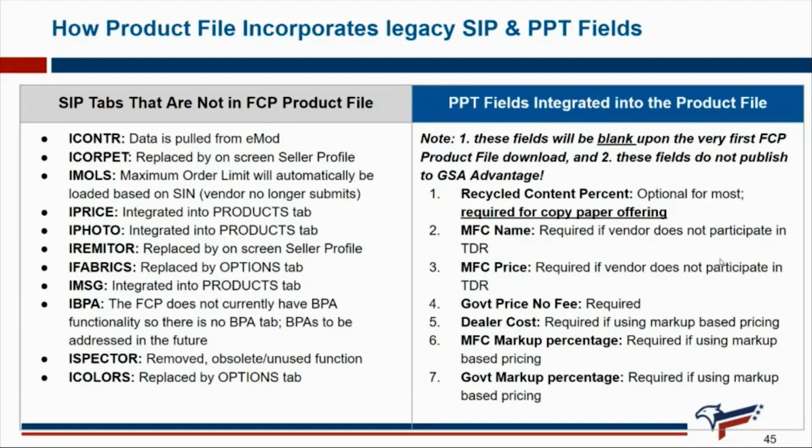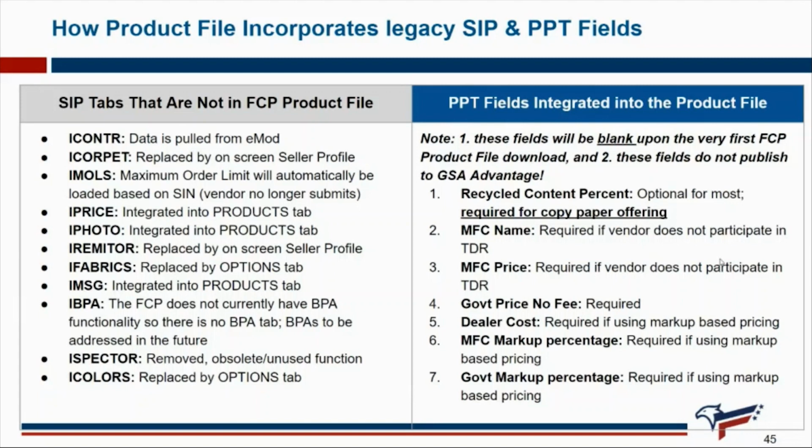Each of these fields will be blank upon initial access when transitioning your catalog to FCP, and none of these fields publish to Advantage. See the Catalog First Steps training module for more information regarding this initial transition. The recycled content % field is required only for copy paper offering products. The most favored customer name and price fields are required only if the vendor does not participate in transactional data reporting, or TDR. The government price no fee field is required for all products, and the value must be based off of the government price with fee value.